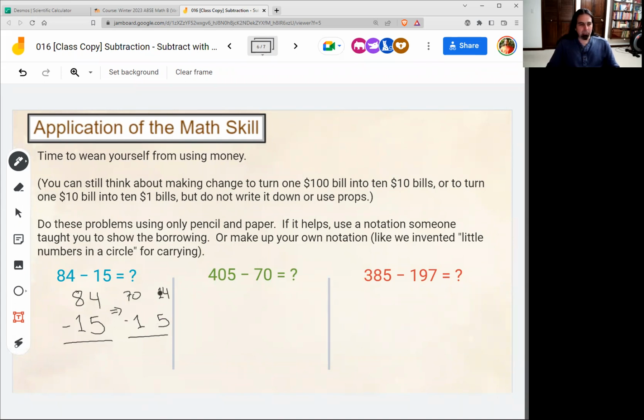So 14 minus 5, now I have 14 ones. Take away 5 of them and there's 9. And I had 70. This 1 is really a 10, right? Because it's in the tens place. 15 is 10 and 5. So 70 minus 10 is 60. So I get 69 as my answer. We can always check subtraction. If I take 69 and count up by 15, do I get up to 84? Yes, I did it right. I did not make a careless mistake.